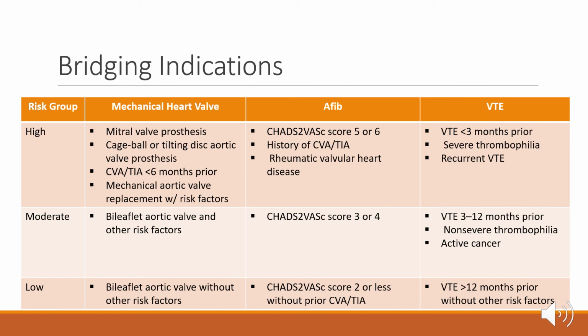I did want to briefly touch on bridging indications. So for patients with a mechanical heart valve, atrial fibrillation, and VTE, patients are grouped into 3 different risk groups from low, moderate to high risk for their specific indication. So based on each indication and the patient's risk stratification, there are different recommendations on whether patients need to be bridged prior to a procedure using either unfractionated heparin or low molecular weight heparin. So this is a good resource if you have a patient who has an upcoming procedure and they need to temporarily stop their anticoagulation.